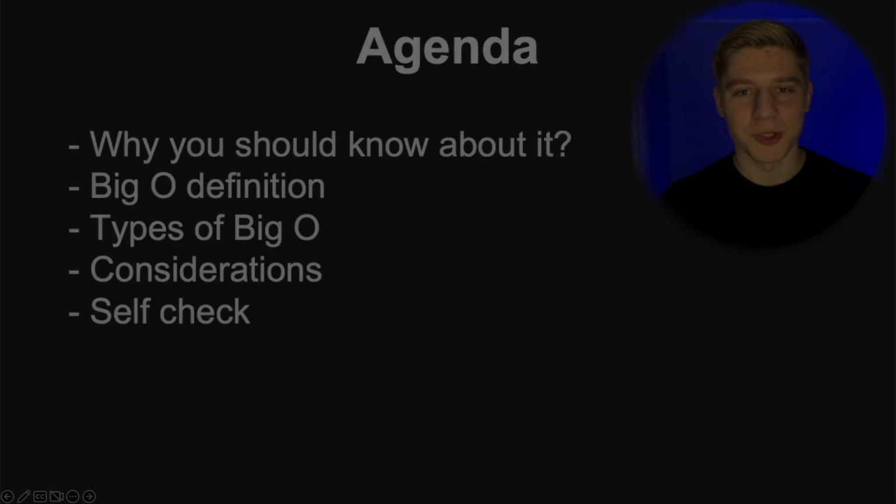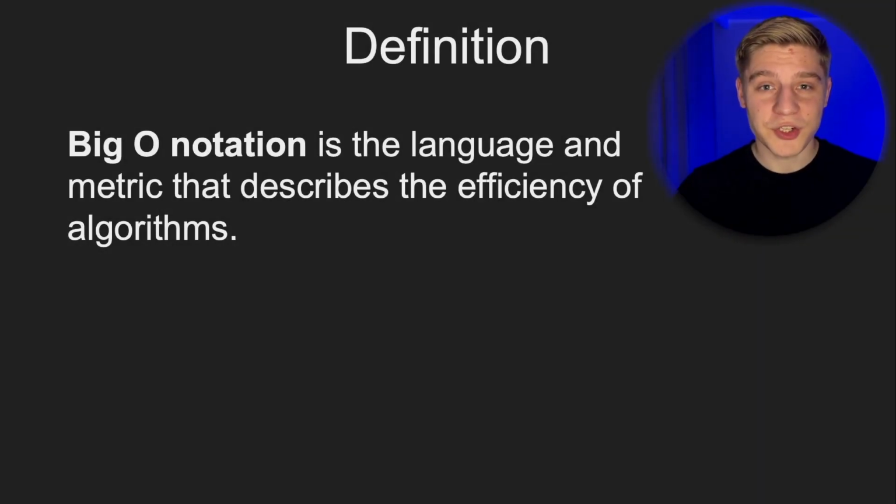So let's move on. Why is it essential to learn and master Big O notation? First of all, it helps you to determine the most effective solution for tasks that you're trying to resolve. Secondly, it helps to optimize already implemented solutions. And last but not least, most likely you will not pass the coding interview if you do not master this topic. Definition. Big O notation is a language and metric that describes the efficiency of algorithms.